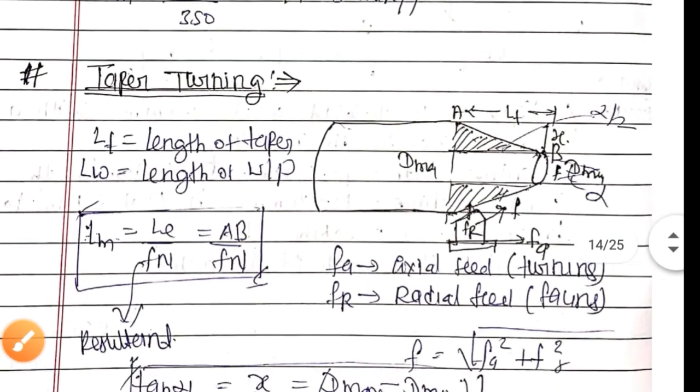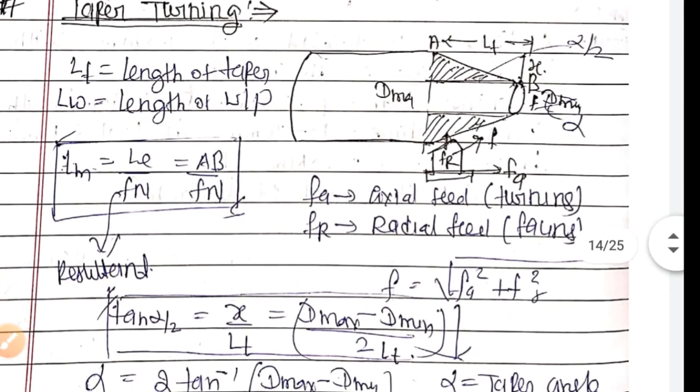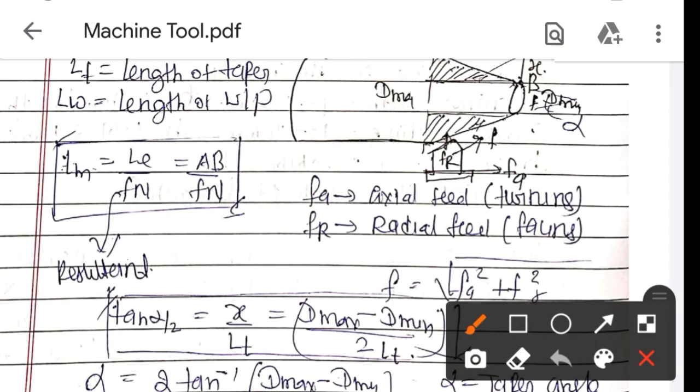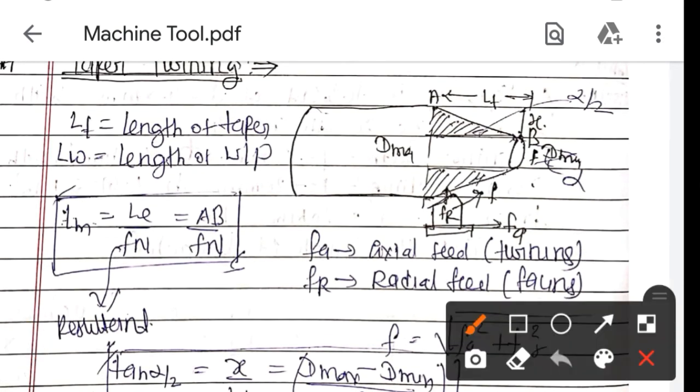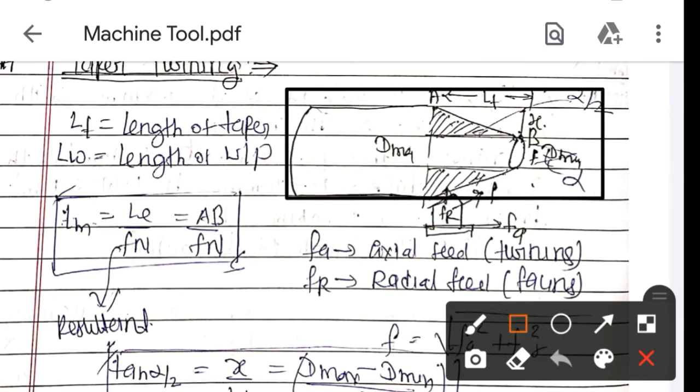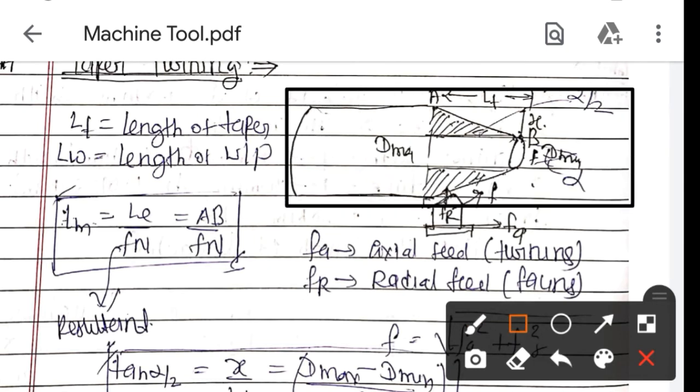we'll move to the next topic, which is taper turning. For taper turning, you need to know the meaning of some parameters. So this is taper turning, and the parameters given here are LF, the length of the taper, which is this part, and the length of the workpiece, which is this part. Okay, and again here we have to find the machining time.